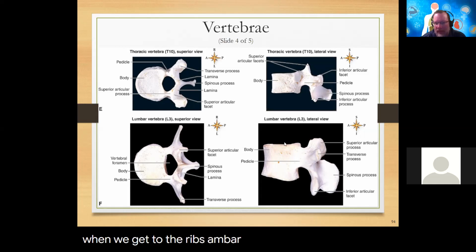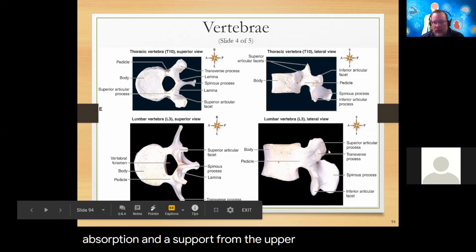Lumbar vertebrae have a lot thicker, not only a wider body, a larger diameter, they also have a lot thicker body because, again, they're providing most of the shock absorption and the support from the upper areas of the body.